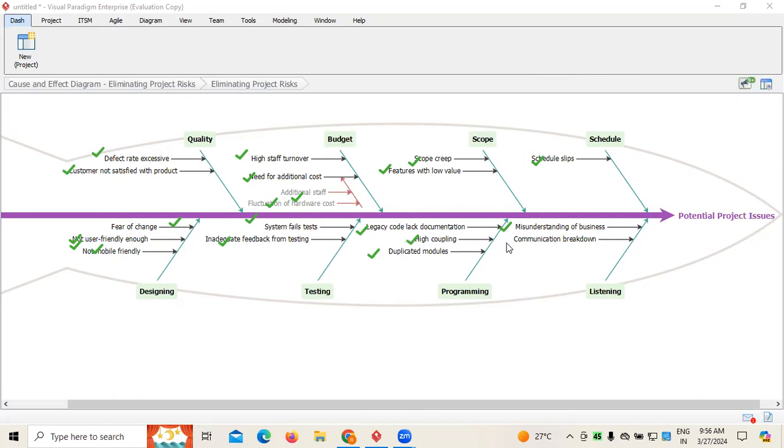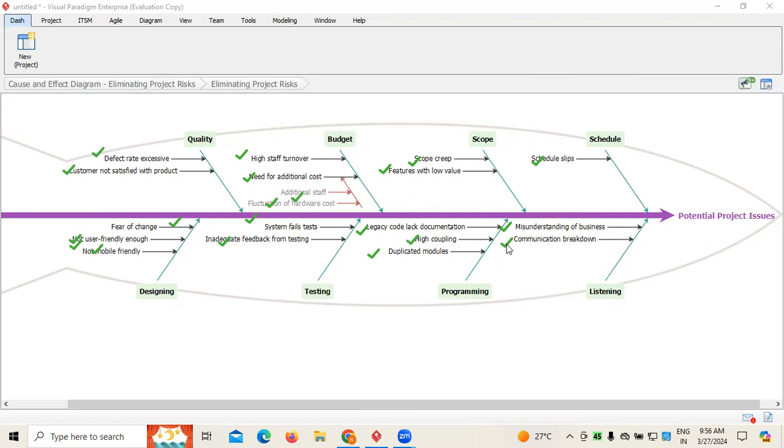At the same time, there is a possibility of communication breakdown, a lack of communication among the team members. If you are failing among the team members or the stakeholders, both external as well as internal, that also may lead to potential project issues.